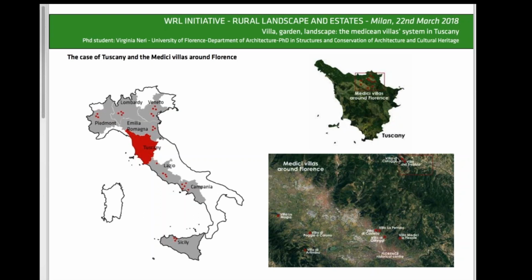Trebbio Villa, that is here, together with the Cafaggiolo, that is another ancient villa, is a positive example of a well-preserved landscape, perhaps because we are far from the city, and in this kind of landscape, there is a mountain chain.